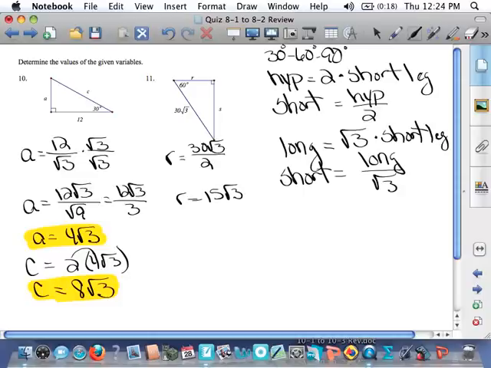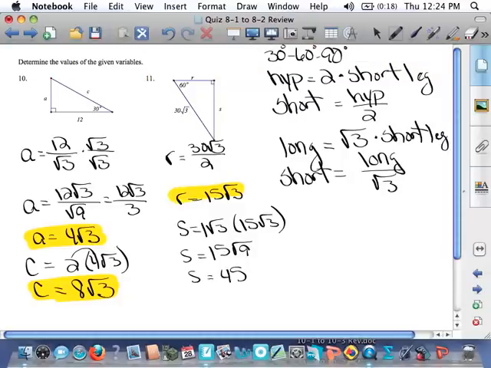Then you're looking for the long leg, S. So the relationship is the long leg is equal to the square root of 3 times the short leg. So S is equal to the square root of 3 times 15 root 3. Again, put a 1 there if it helps. So S is equal to 15 square root of 9. Square root of 9 is 3. 3 times 15 would be 45. So the length of the short leg is 15 root 3. The length of the long leg is 45.